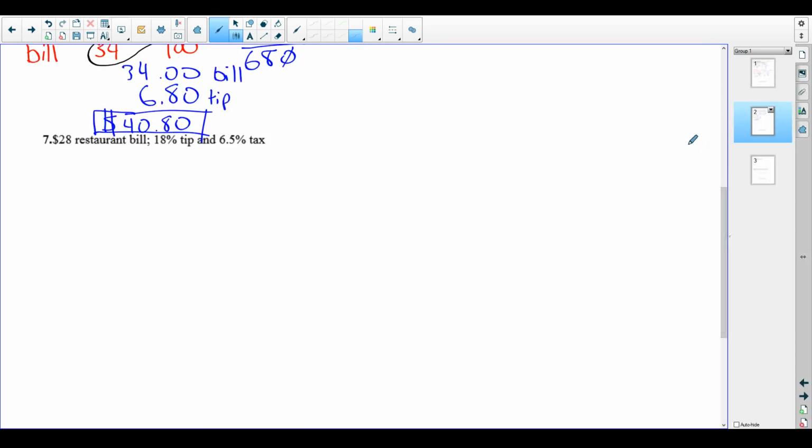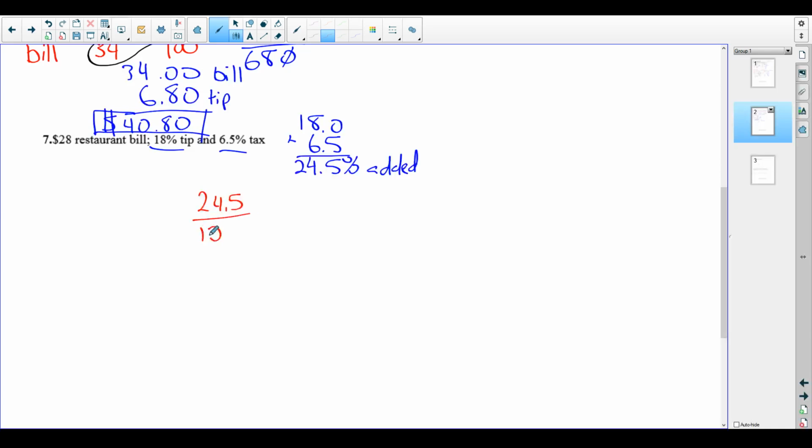So number 7, they try to make it a little bit more complicated. They give you 2 percentages here. But since they are both increasing the price, we can just combine them together. So what is 18 plus 6.5? Line up our decimals. We get 24.5%. And we can just call this what's added to the price. Okay. So we write our proportion. We have 24.5. Oh, now my colors are all off. Let me try this again. I'm writing them in red.